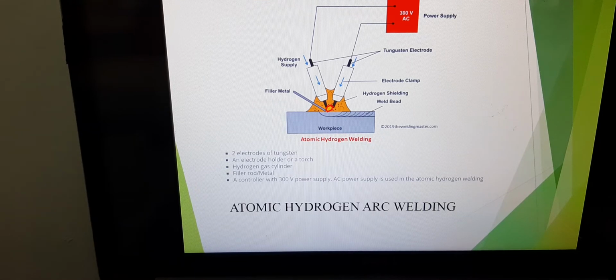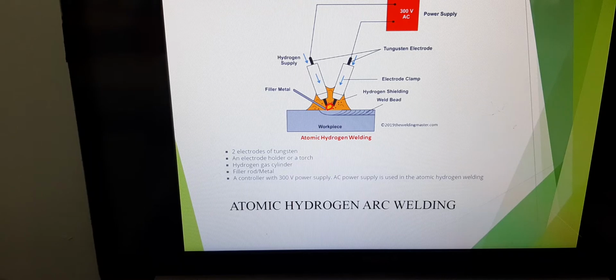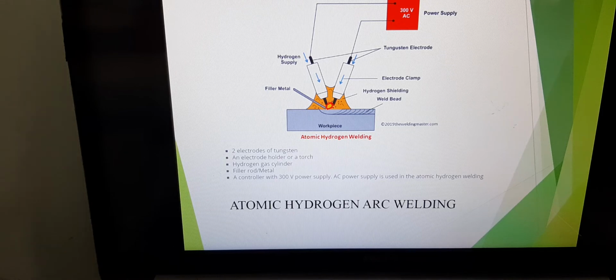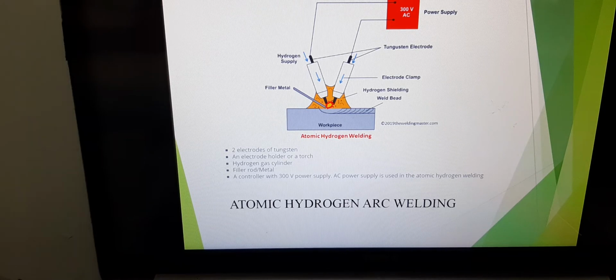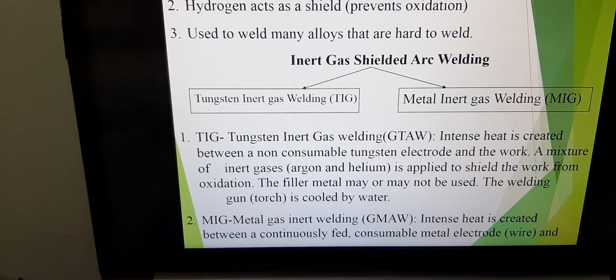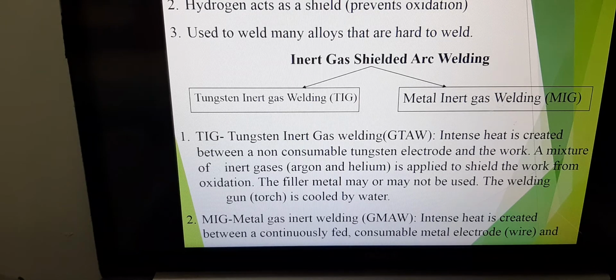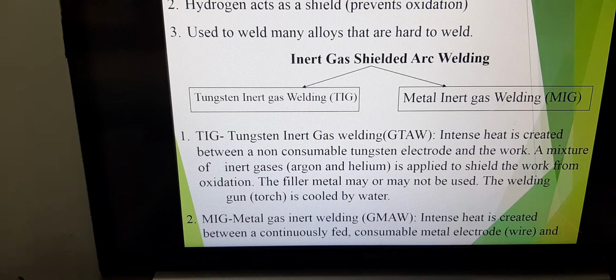So what happens is, during the welding process, when intense heat is created and hydrogen gas is supplied to the weld area, due to the high heat, hydrogen molecules are converted to hydrogen atoms, and this causes intense heat in the weld area. This intense heat can go up to 6,100 degrees Celsius. At a temperature of 6,100 degrees Celsius, you can do a lot of things. What are they? Number one, you get high heat concentration in the weld area. And because of this high heat concentration, you can actually weld many alloys that are hard to weld, that couldn't be welded in the normal welding procedure.